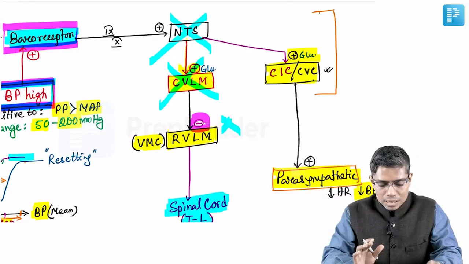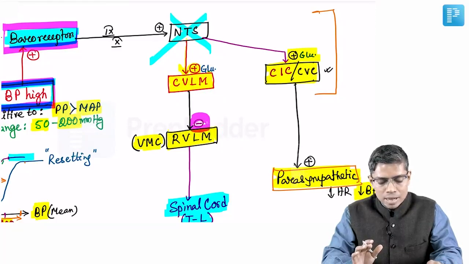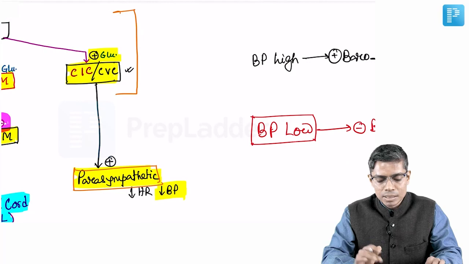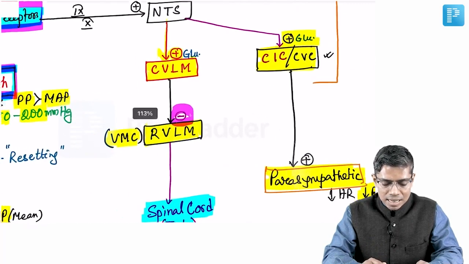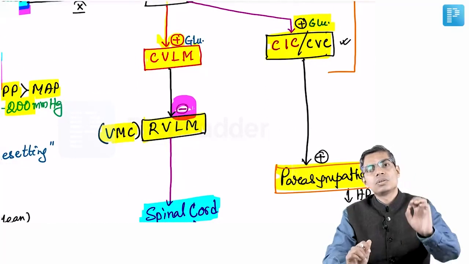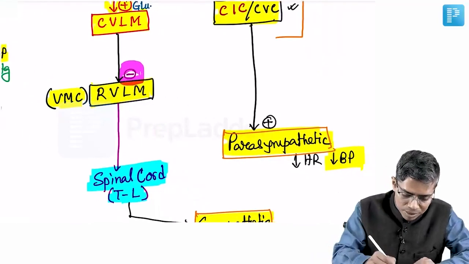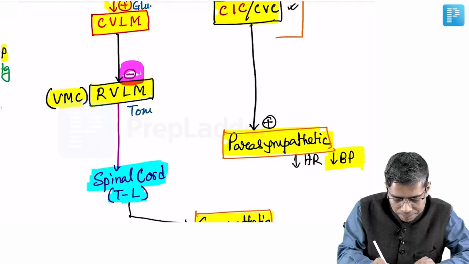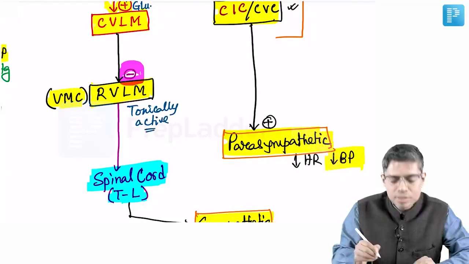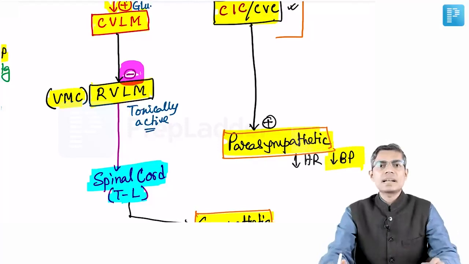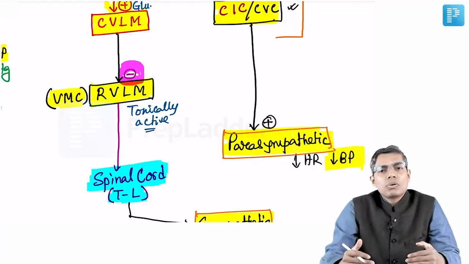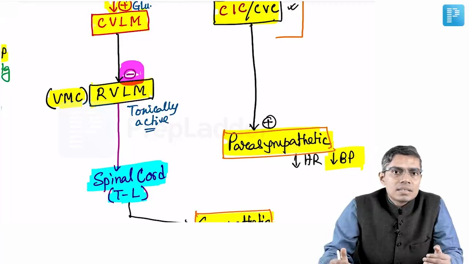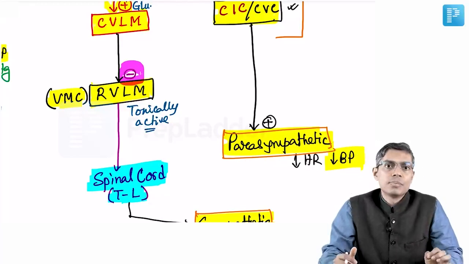Okay, so if the RVLM is not inhibited, what is going to happen to RVLM? Remember, this RVLM is a tonically active center. Please remember, this is very important. What do you mean by tonically active? Tonically active center means the center is always active until and unless you inhibit it by someone.